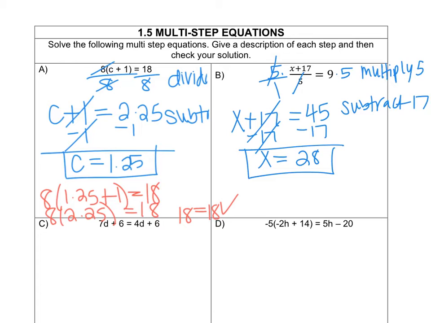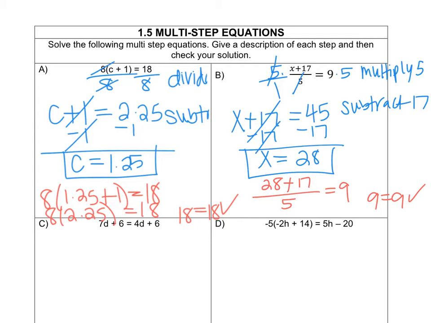Okay, now let's check it. So I'm going to plug 28 in for place of x. (28 plus 17 is 45, and then 45 divided by 9 is 9. So we get 9 equals 9. So we got a true equation, which means we did it correctly. We found the correct solution.